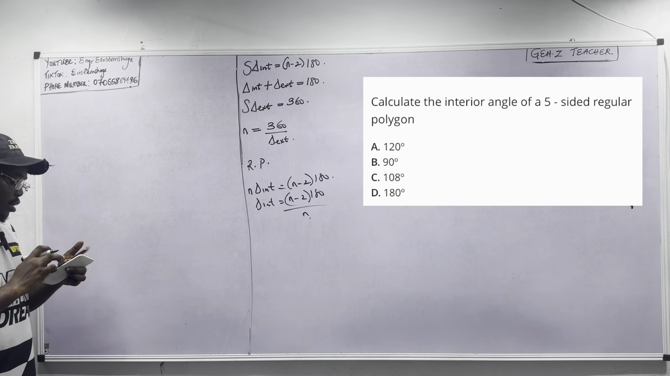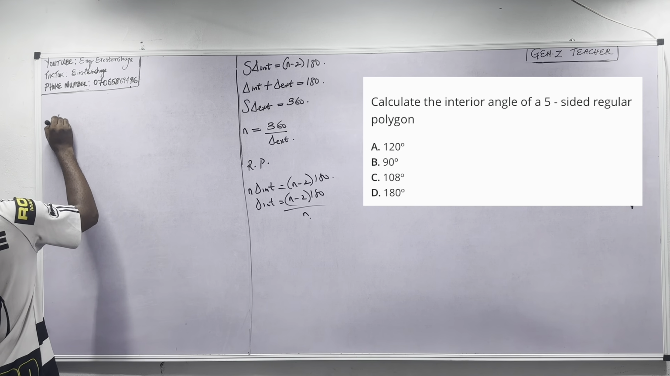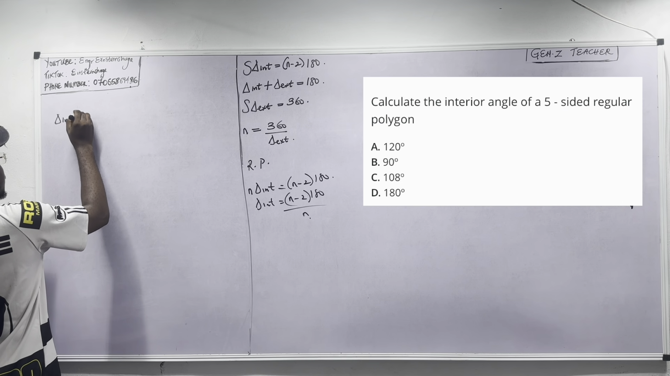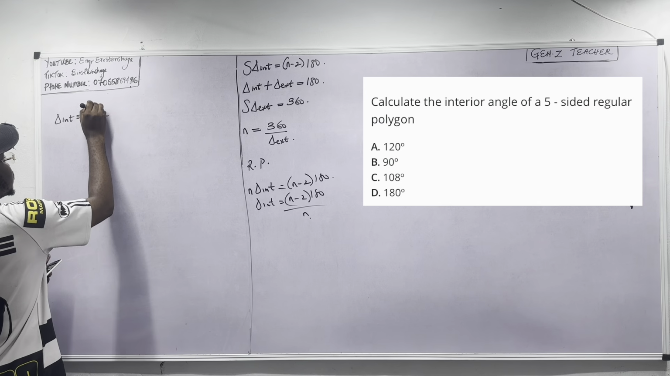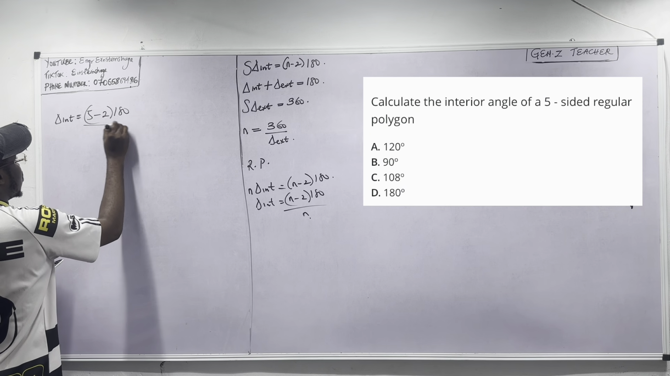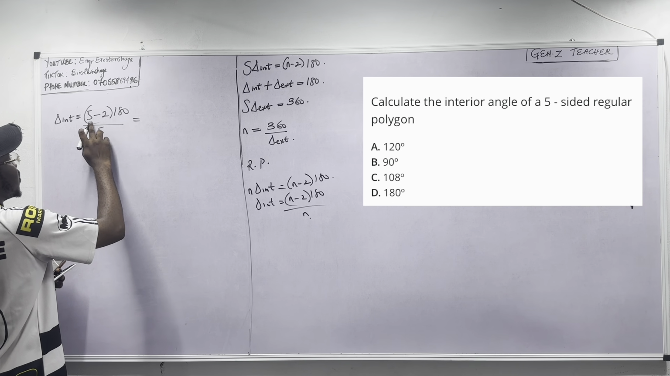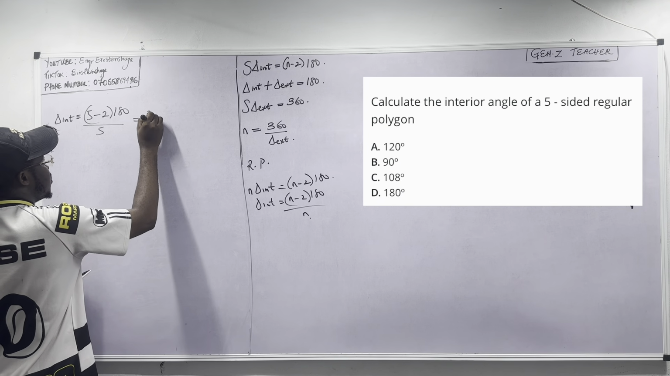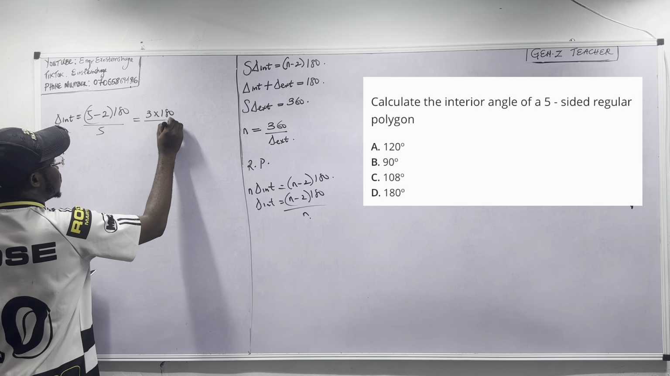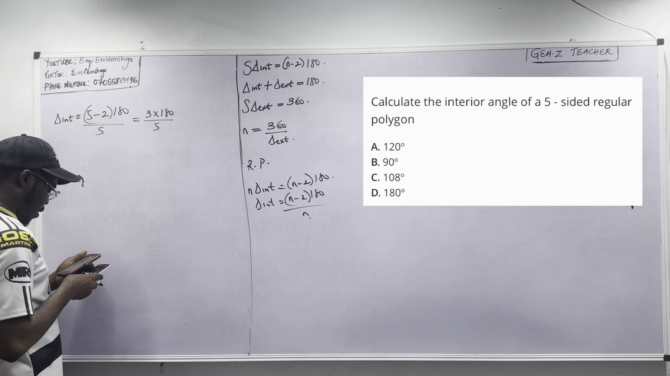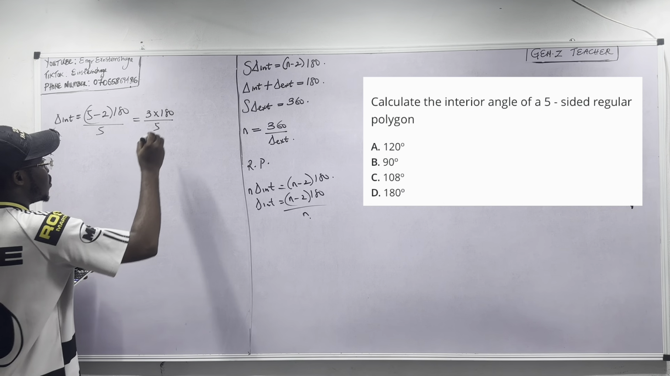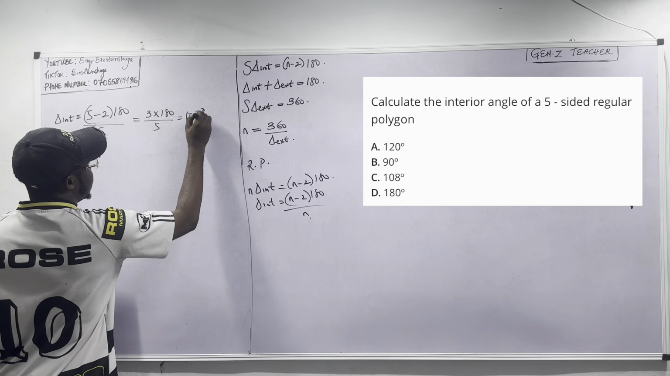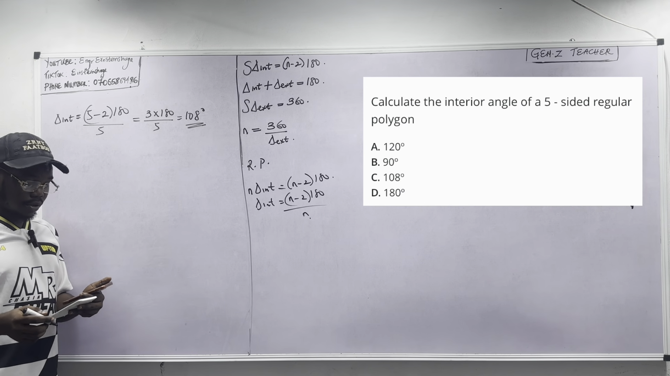So let's find the interior angle. It's a 5-sided polygon, so n is 5. So we have (5 minus 2) times 180 over 5. 5 minus 2 is 3. So we have 3 times 180 all divided by 5. Let's see what that gives us. Divided by 5, we have 108 as the answer.